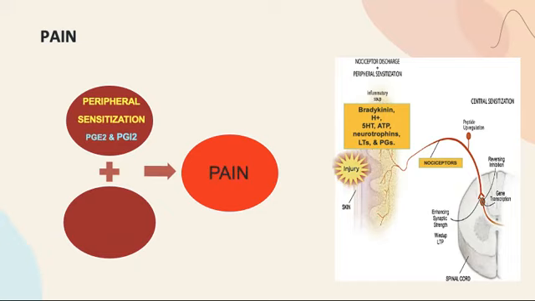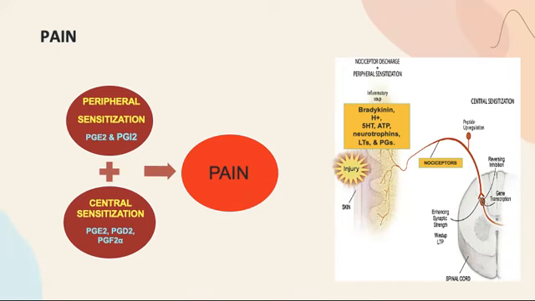These inflammatory mediators like the PGE2 and PGI2 or prostacyclin reduce the threshold to stimulation of nociceptors causing peripheral sensitization. Reversal of this peripheral sensitization is the basis for the analgesic activity of NSAIDs. A similar sensitization phenomenon can take place in the central nervous system, and this is called central sensitization. This can be initially induced by peripheral sensitization.